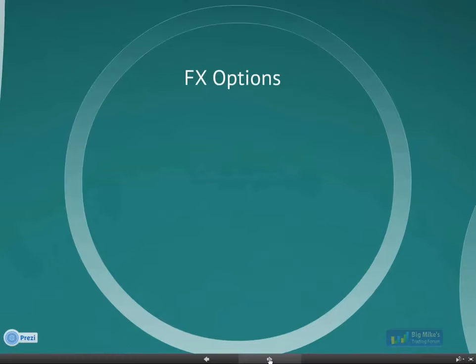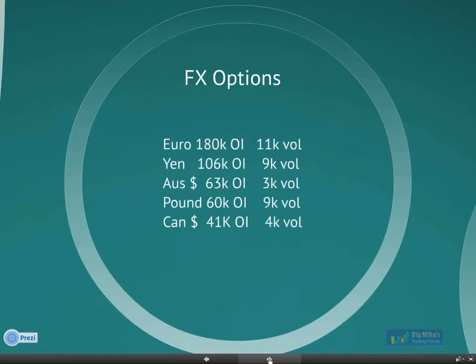FX options. I don't do any of these, but I will list them here because I know a lot of people do trade those. Euros are the biggest traded one, 180,000 open interest, 11,000 volume roughly. Obviously all these volumes and open interest vary throughout the year. Some get higher, some get lower, some are about the same year round, but this is what I picked up from last week. Yen 106,000, 9,000 volume.